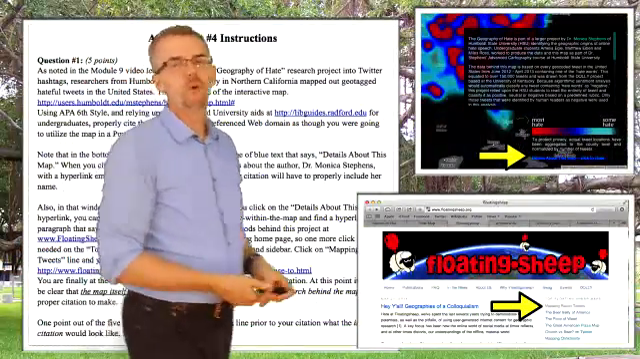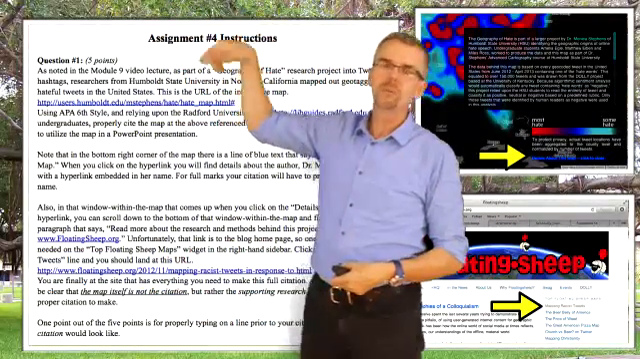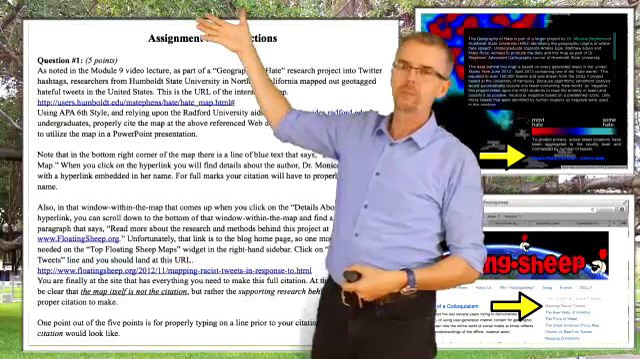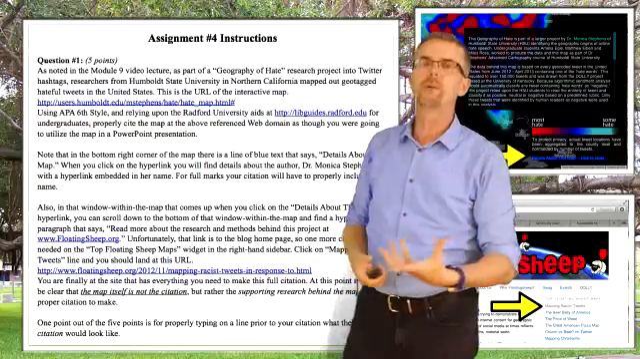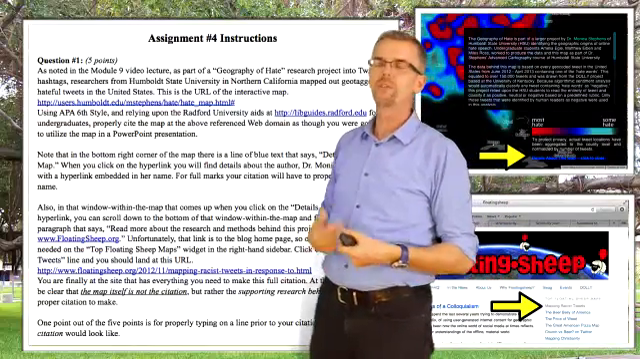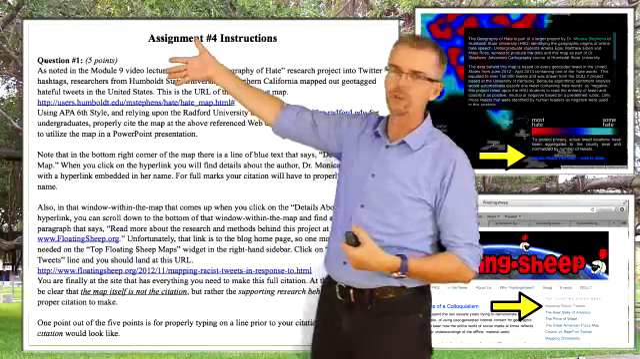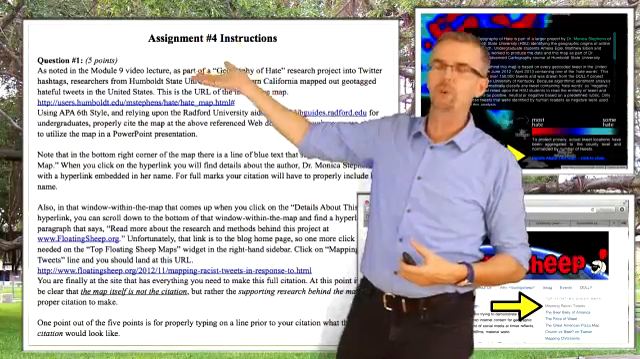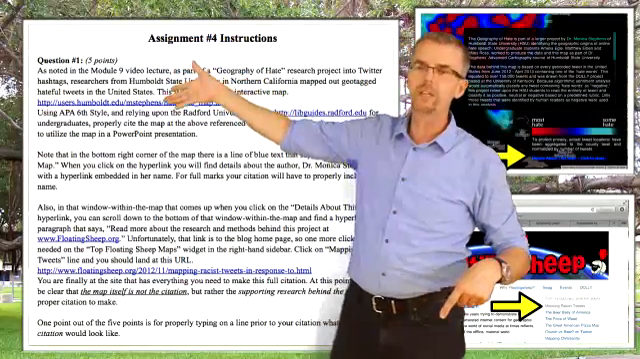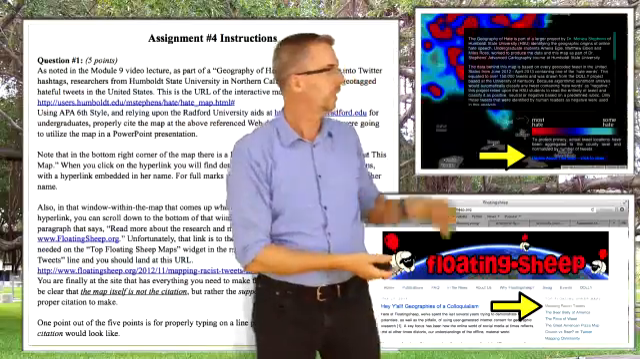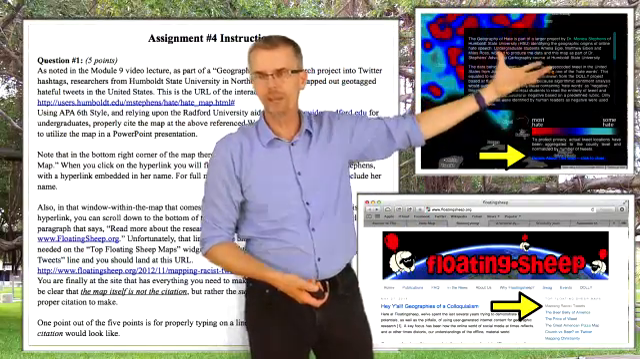Okay, for assignment number 4, let me start with question number 1. As noted previously in this lecture, as part of this Geography of Hate research project into Twitter hashtags, the researchers from Humboldt State University in Northern California mapped out geotagged hateful tweets in the United States. And here's the URL. So if you've actually got this on your computer, open as a Word document, you can hold the Control key and click on the hyperlink, and it will take you to this map that you see here. This was the geotagged hashtags map.